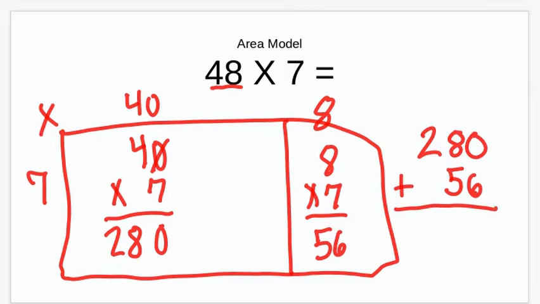0 plus 6 is 6. 8 plus 5 is 13. 1 plus 2 is 3. So 48 times 7 equals 336.